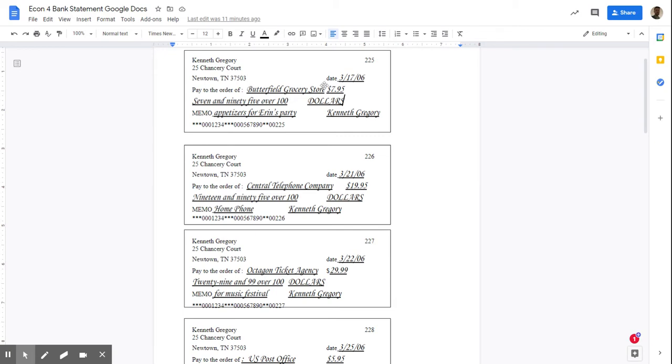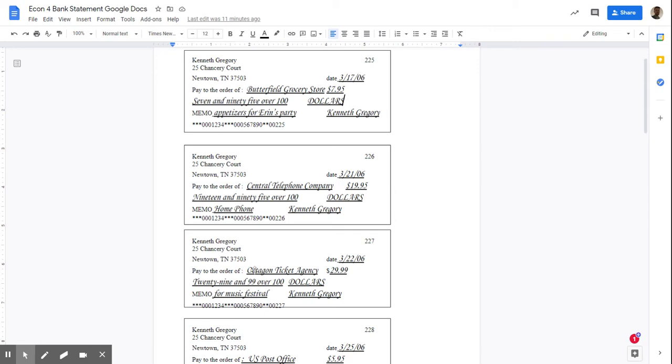Anyway, the store or retailer is going to be written there, the amount of money in numerical figure, and then written out is going to be down here just to verify that these two are the same. And then a little memo. This person, of course, is incredibly organized and meticulous. They write a memo for each of these, which is a good idea just in case you don't know exactly what the retailer is for.